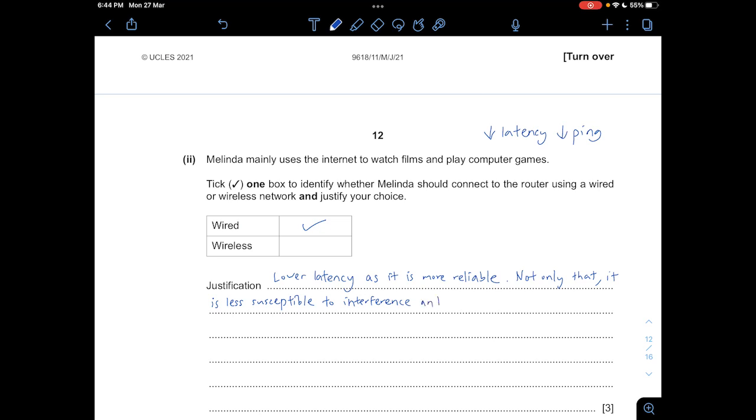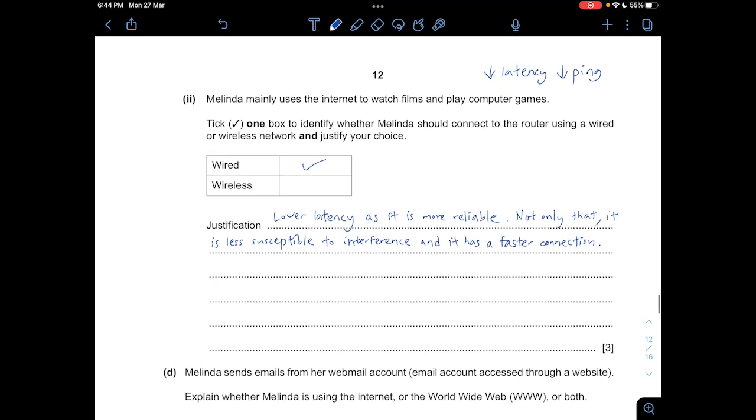And it has a faster connection. So yep, that's how you get your 3 marks. Actually, this is already more than 3 marks, but it's much better if you have more reasons, you put it in, you get a much better guarantee of getting marks, right?